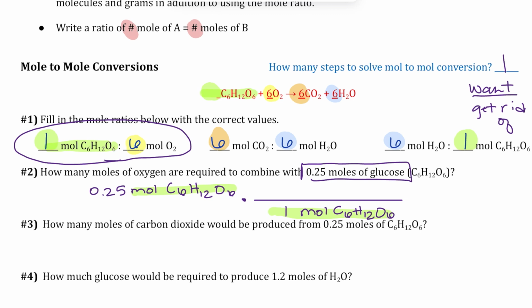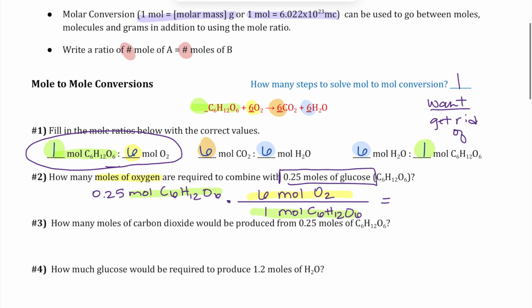This problem is asking us for moles of oxygen. So how many moles of oxygen are required? Well, that means we want moles of oxygen in the numerator, but we do need to look at, okay, how many moles of oxygen are there in this reaction? We would need those 6 moles of oxygen with that. Now that we have that set up, we can go through and do that math.